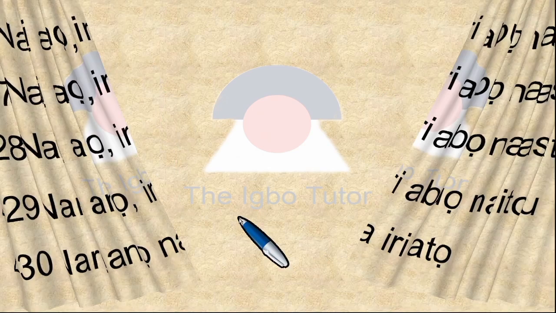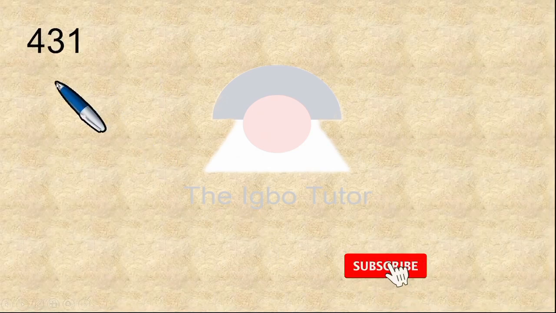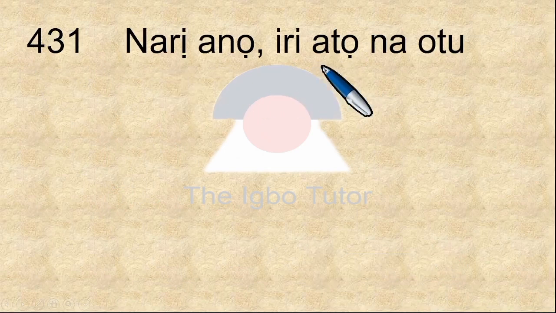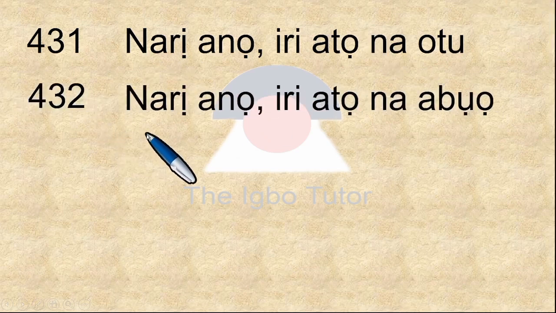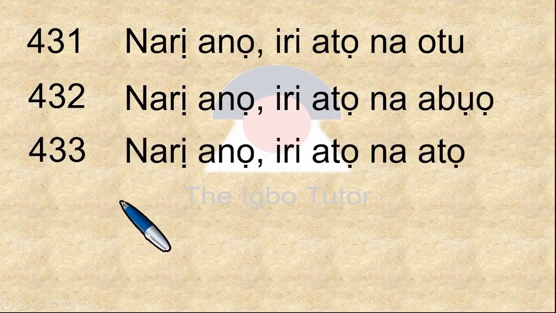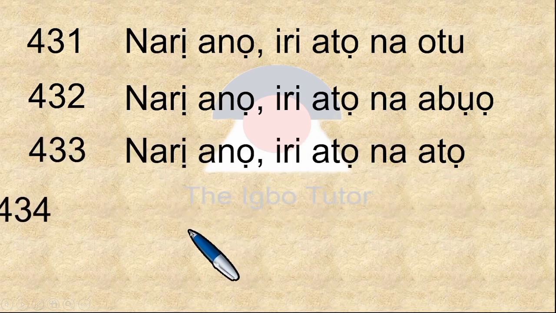We proceed to the next page. And the first number here is 431. We are in the series of 30 now, so pay attention. Nari ano iri ato, 30, then na otu, 1. 430 and 1. Move on now to 432. Nari ano iri ato na abuo. 433 is nari ano iri ato na ato.